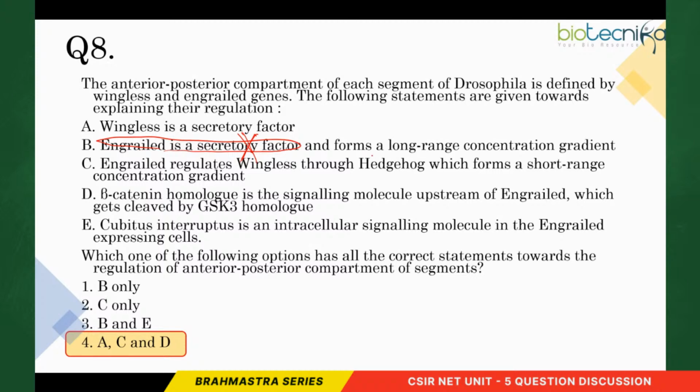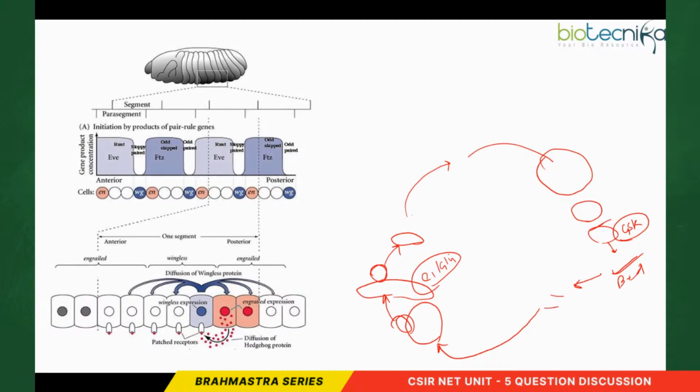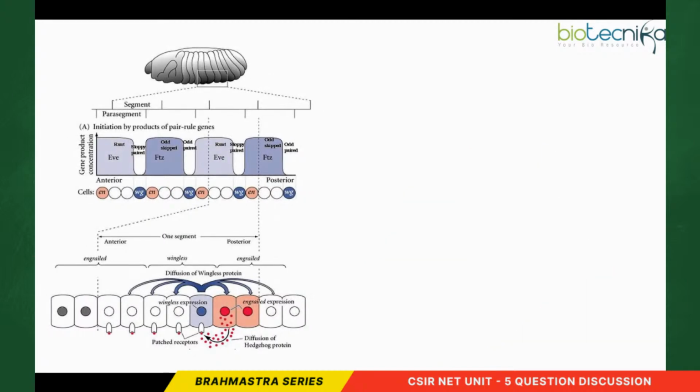Hedgehog is released out of the cell and it forms a long range concentration gradient. So as you can see, hedgehog is not giving long range, it is short range. It is only binding to the cells which are present near them. But yes, we do have long range in the sense that the hedgehog can go and bind to the cells at the extreme anterior of the segment also. That is why we would say hedgehog has long range.